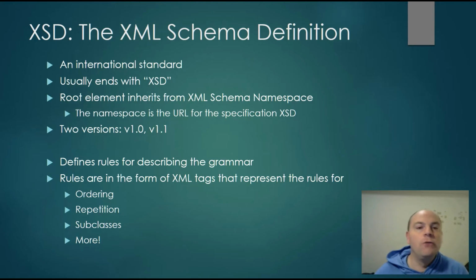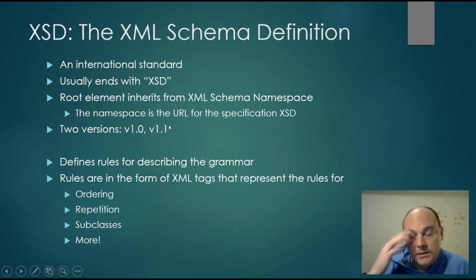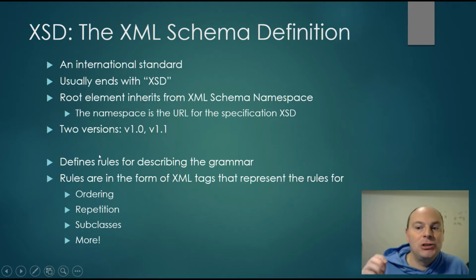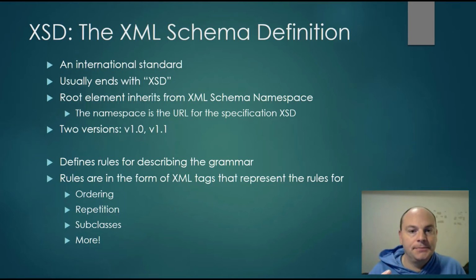There are two versions of the specification, version 1.0 and version 1.1, and those are current at least as of the time that I'm making this video. Now, the XSD specification is two things. It's a text document, and it's also an XSD file itself. So it's a little bit of a chicken and the egg, because version 1.0 describes version 1.0 in XSD version 1.0, and 1.1 does the same thing. It describes itself only in its new version.